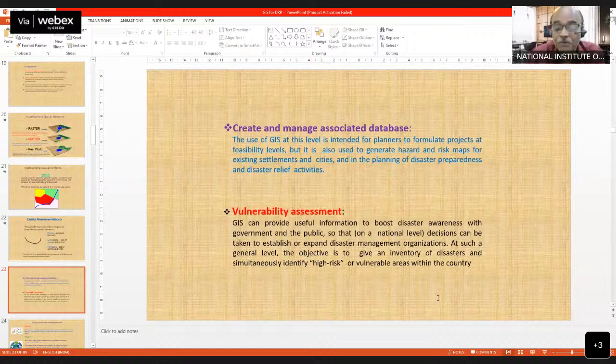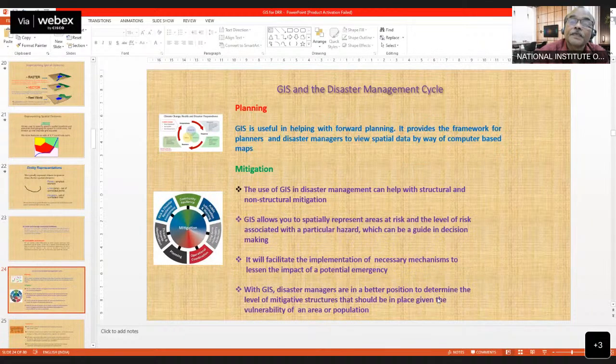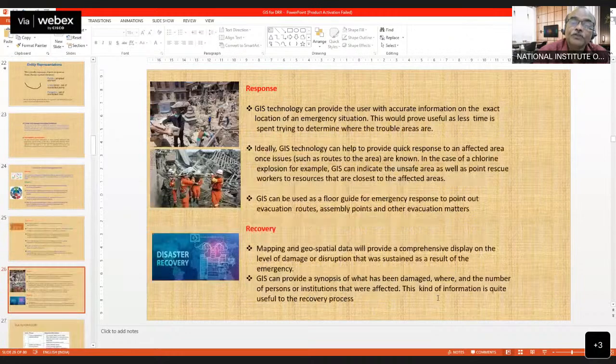And vulnerability assessment, what our Mr. Arun was explaining in a very good way, that GIS can provide useful information to boost disaster awareness with the government and the public at the national level. And decisions can be taken to establish or expand disaster management organization. At the general level, the objective is to give an inventory of disasters, and simultaneously it has to identify whether it is a low risk zone, high risk zone, or more vulnerable area or less vulnerable area. All those things can be displayed using the GIS software. All those things are covered by our thing.